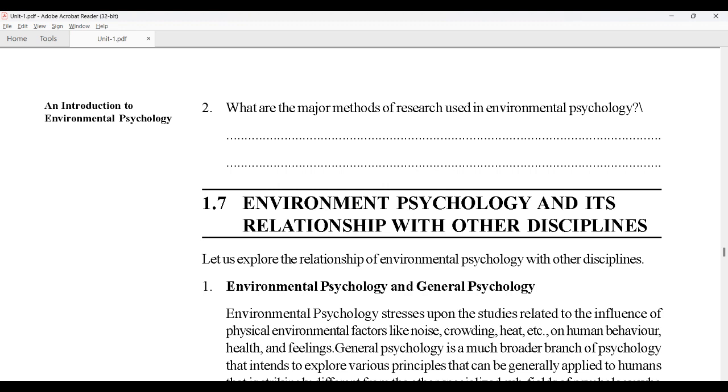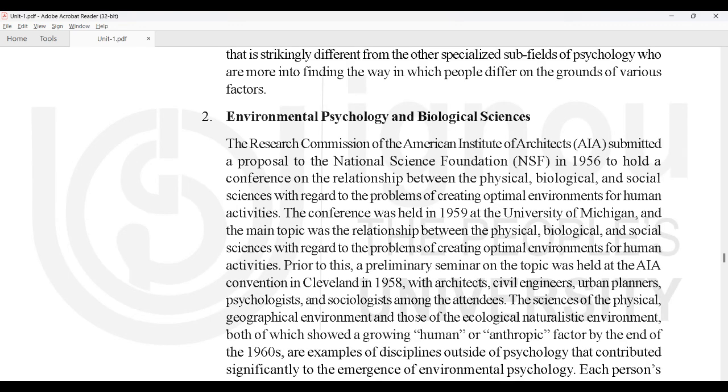General psychology is a much broader branch of psychology that intends to explore various principles that can be generally applied to humans, which is strikingly different from the other specialized subfields of psychology that are more into finding the way in which people differ on the grounds of various factors.